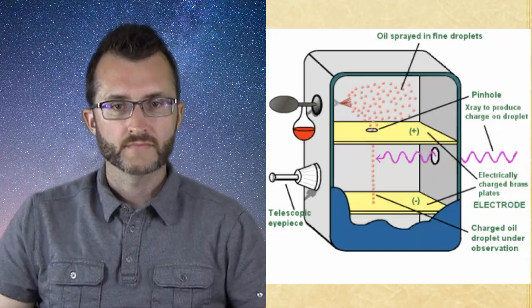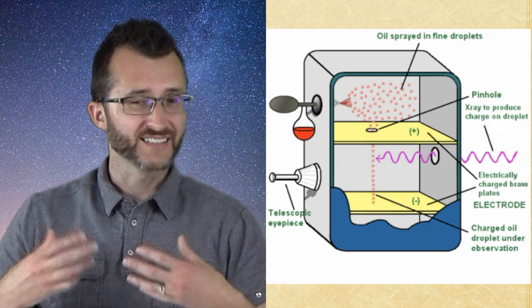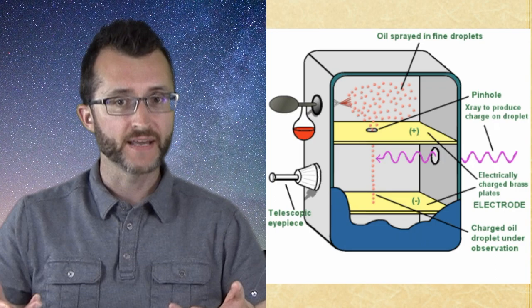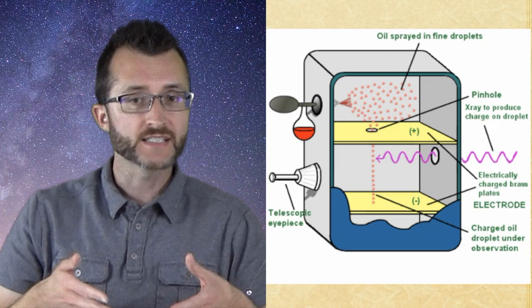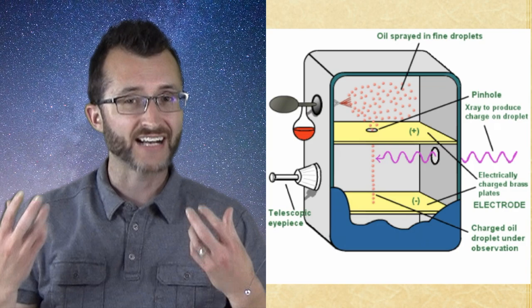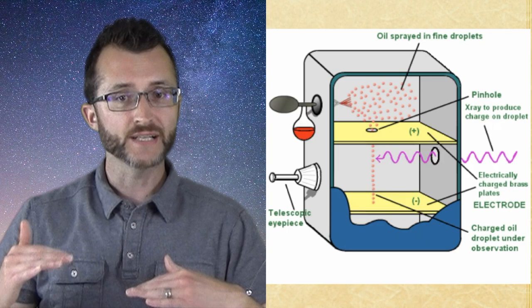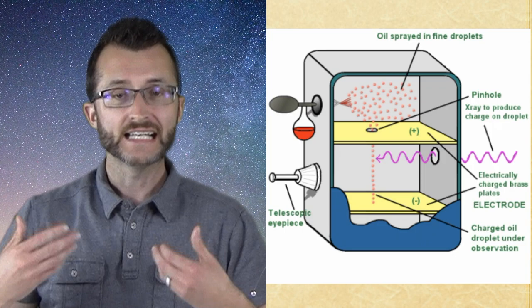Now, looking at this diagram, there's a lot to take in, so let's break it down. If you look at the top compartment, we are spraying oil up there, and as the oil is dispersing through that top compartment, some of the oil falls through the tiny hole. Now, when it enters the second compartment, X-rays are used to actually cause the oil to be charged. Now that it's charged, it can be manipulated by the two plates that you see there, positive and negative, and we can get that oil droplet to stay suspended. It is then viewed through the eyepiece that you see on the left.